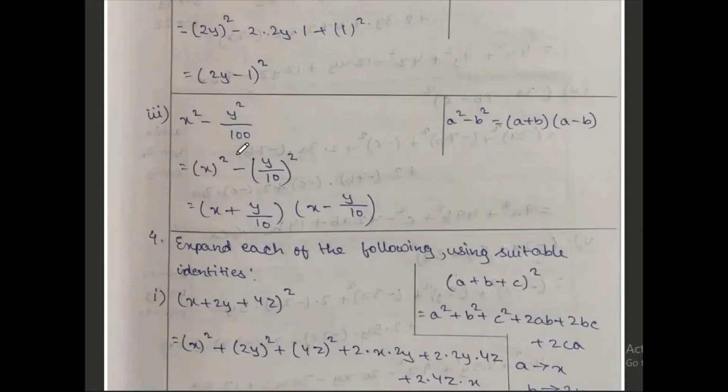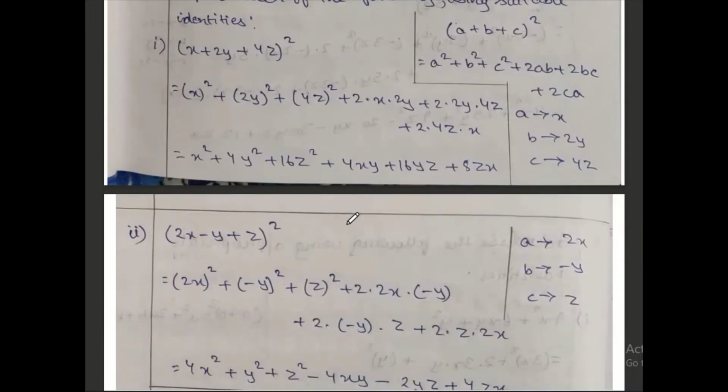Third one, x square minus y square by 100. This one we can make it x complete bracket and whole square. This one you can make it y by 10 bracket and whole square. So both are squares, middle is minus. Best formula is this one. A square minus b square equals a plus b, a minus b. This is your a, this is your b. Both are squares, middle is minus. So a square minus b square equals a plus b, a minus b. X plus y by 10, x minus y by 10. That is the answer to this.